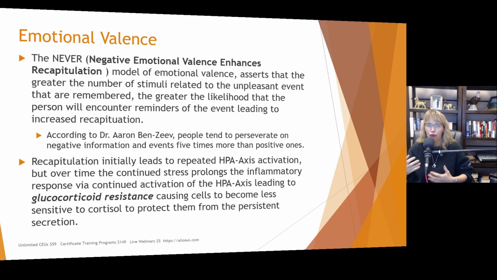Recapitulation, that is frequently remembering and bringing that trauma back into memory, initially leads to repeated HPA axis activation. But over time, the continued stress prolongs the inflammatory response via continued activation of the HPA axis, leading to glucocorticoid resistance, causing cells to become less sensitive to cortisol to protect them from the persistent secretion. So when people who have experienced traumas get to the point of PTSD, one of the things we've often seen is a level of glucocorticoid resistance because they are frequently having those flashbacks, those intrusive memories, the recapitulation, and their HPA axis is constantly firing, and their tissues are starting to become less sensitive to the cortisol.